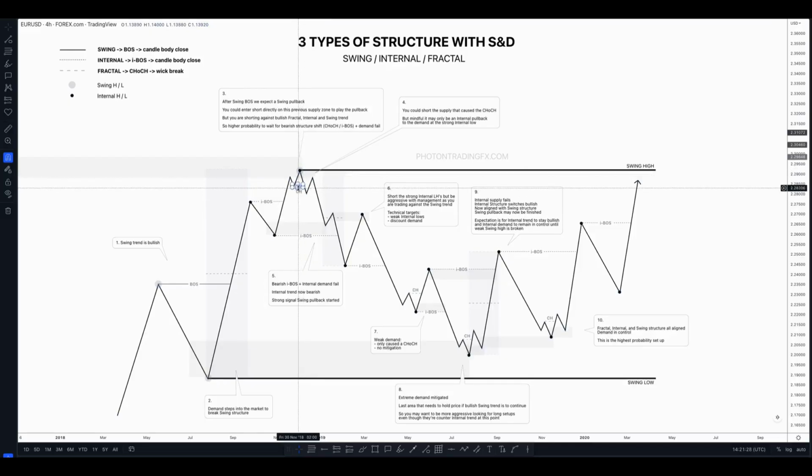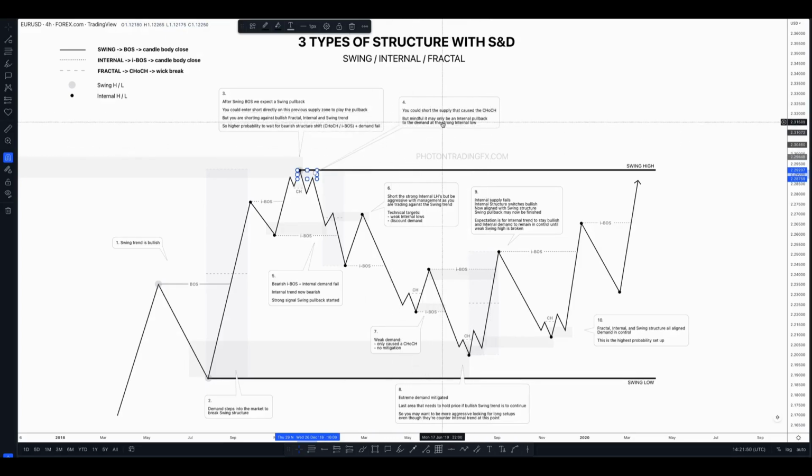So when you get that change of character, that little demand zone, that fractal demand is going to fail. So you have that little demand fail and the fractal structure shifting. And what is going to cause that CHoCH? There's going to be some supply that causes that CHoCH. I don't know if you can see it, but there's a supply zone there. That's going to be your first extra confirmation to now look to short, right? So point number 4 is you could short the supply that caused the CHoCH.